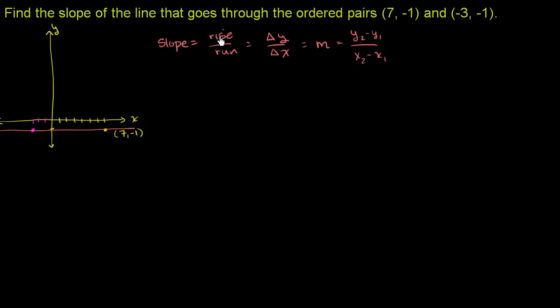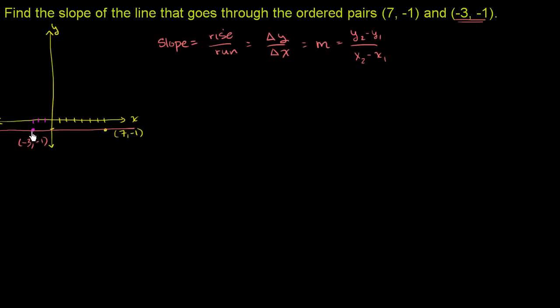If I move a little bit in the x direction and I rise a bunch, then I have a very steep, upward sloping line. If I don't change at all when I run a bit, then I have a very low slope, and that's actually what's happening here. You could view either point as the starting point, but let's view this as the starting point, (-3, -1). If I go from (-3, -1) to (7, -1), I'm running a good bit.